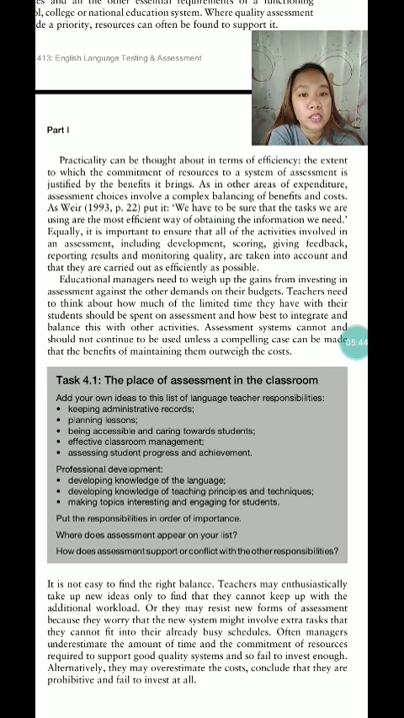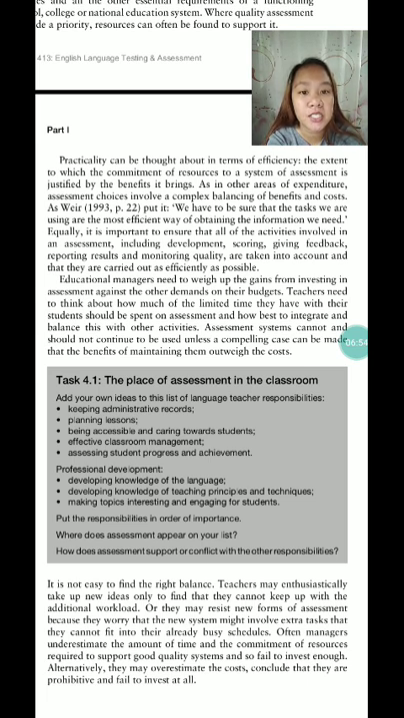Practicality can be thought about in terms of efficiency: the extent to which the commitment of resources to a system of assessment is justified by the benefits it brings. As in other areas of expenditure, assessment choices involve a complex balancing of benefits and costs. We have to be sure that the tasks we are using are the most efficient way of obtaining the information we need. Equally, it is important to ensure that all of the activities involved in an assessment, including development, scoring, giving feedback, reporting results, and monitoring quality, are taken into account and that they are carried out as efficiently as possible.